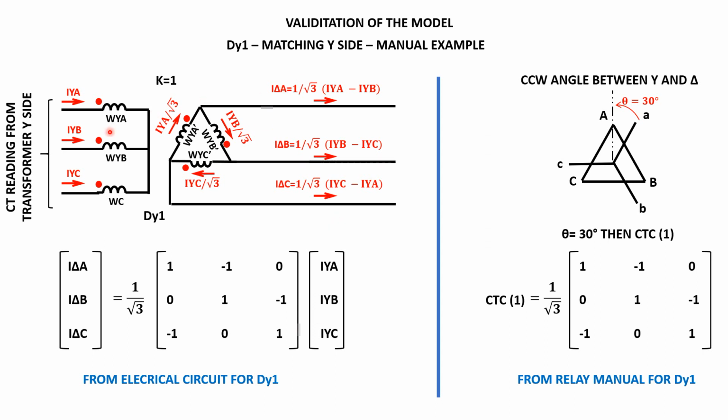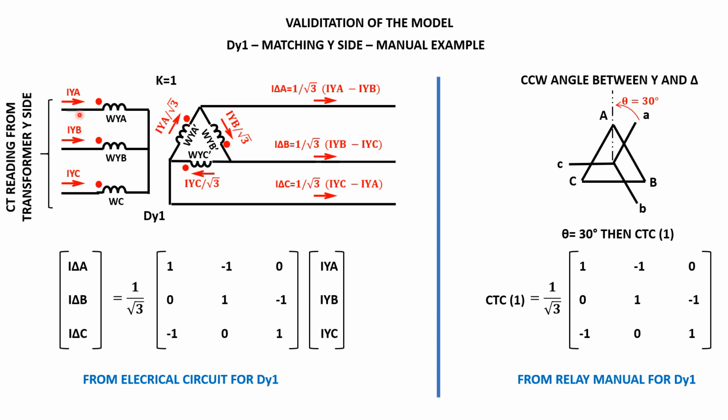Now we are going to have some validation of the circuit. In the SEL manual, to get this compensation matrix, it says that you don't touch any reading in the delta, keep a fixed delta, but see the counterclockwise rotation of the A phase to reach the A phase of the delta. So in this example, for Dy1, it needs 30 degrees counterclockwise for the star to reach the delta, and this 30 degrees divided by 30 is 1. So it uses a matrix they call CTC1, which has these values.